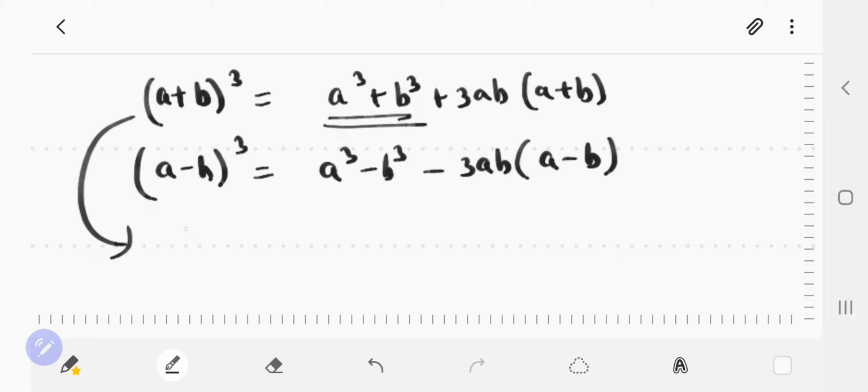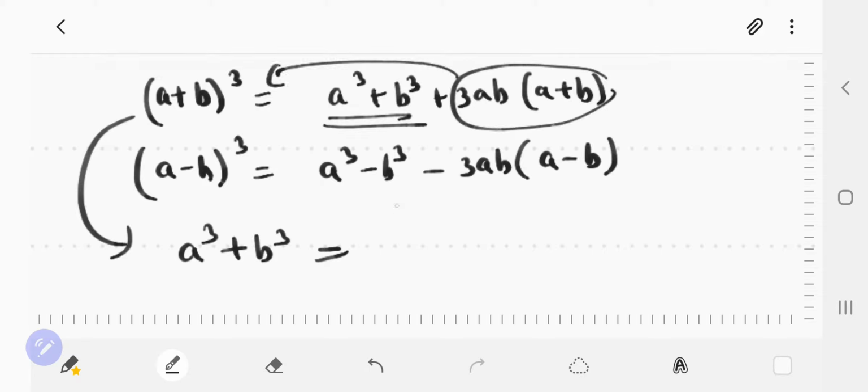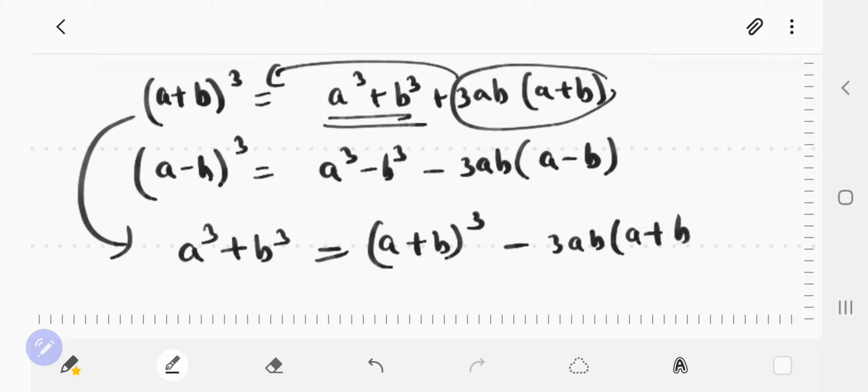If I keep a cube plus b cube as the subject, then this whole term will go to subtraction. So it will be (a plus b) the whole cube minus 3ab(a plus b). Okay, and we have done that.